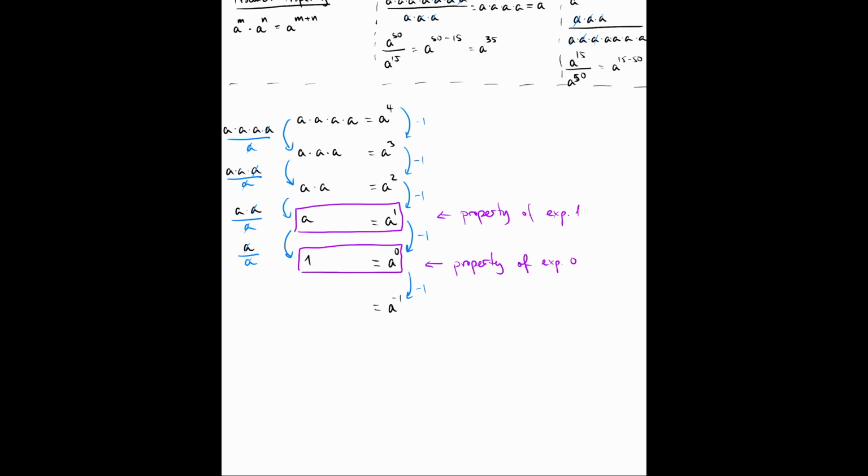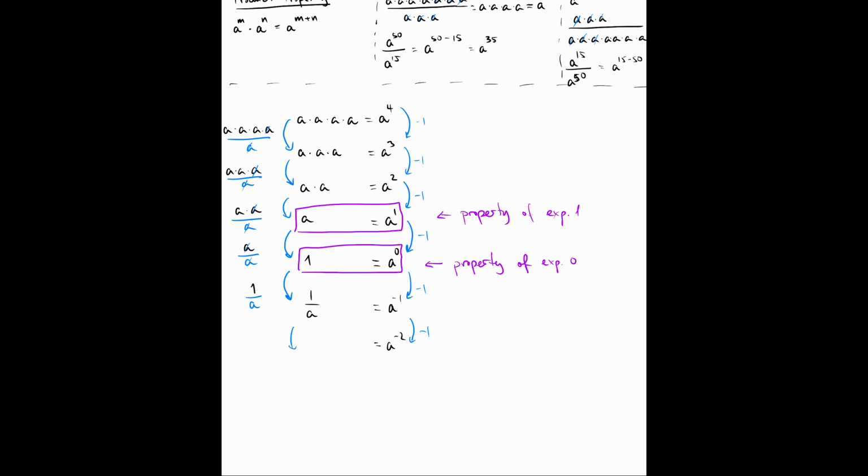Let's see what happens. We already said that the pattern here is dividing by a. So we have 1. What happens if we divide by a? Well, nothing cancels out because 1 and a don't have any factors in common. So we would just write 1 over a. Okay? Let's decrease the exponent by 1 again. Well, that would be a to the power of negative 2.